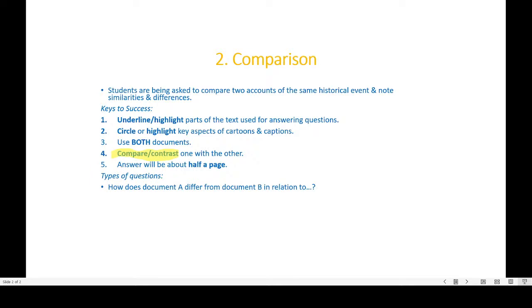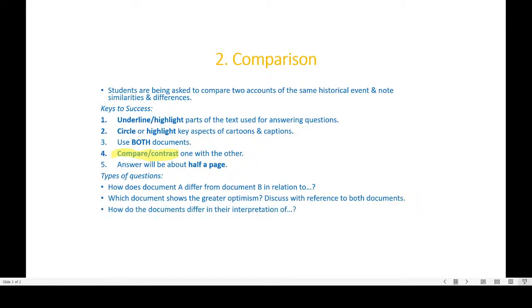How does document A differ from document B in relation to the Sunningdale Agreement? You might get a document A which is making reference to a nationalist newspaper. Document B is making reference to a unionist newspaper. Which document shows the greater optimism? Discuss with reference to both documents.